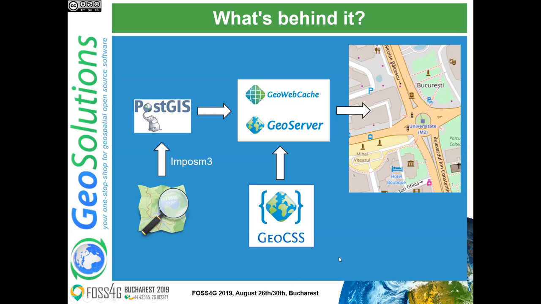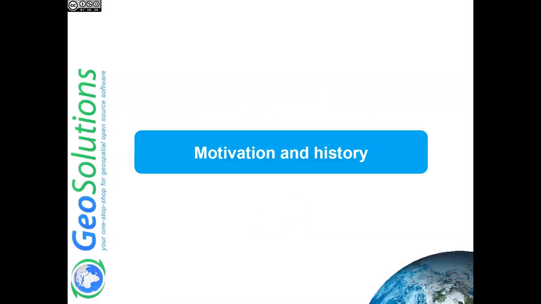Once it's there, we use some styles that I wrote, that we wrote in GeoCSS, which is the CSS variant of GeoServer. It's a CSS styling language bent towards rendering maps, and I'm going to talk about it a bit more later. And then it all goes into the GeoServer rendering pipeline, and we get the map that we want. A map which is not exactly the same, but quite similar to OpenStreetMap.org.